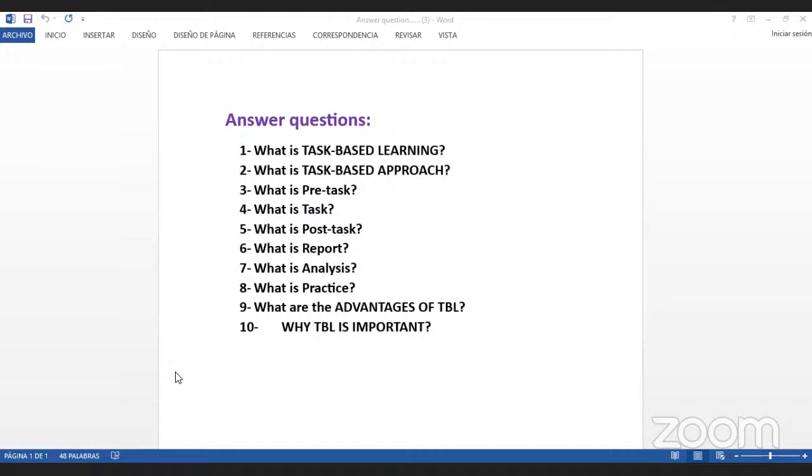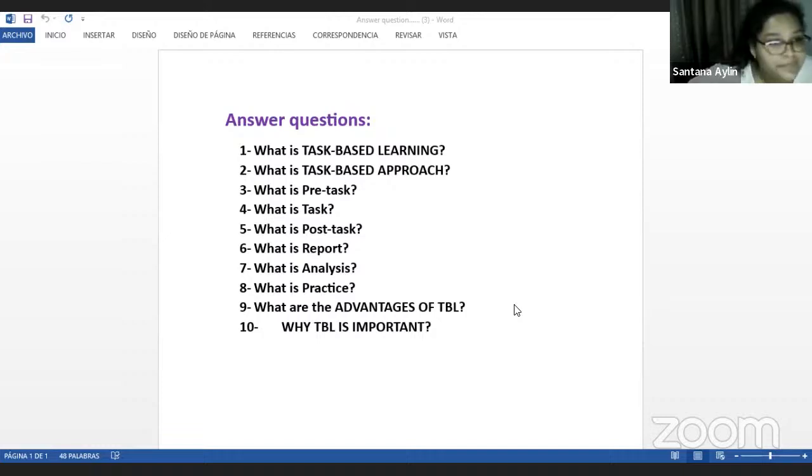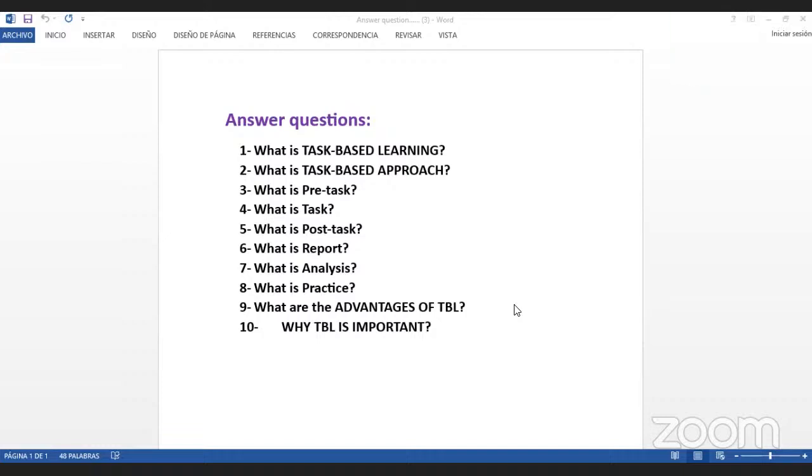Okay, teacher, I'm ready. The first question, what is task-based learning? Maybe I can say that it's an approach to language learning where students are given interactive tasks to complete. Task-based approach is a lesson where the teacher doesn't predetermine what grammar will be studied. Pre-task is when the teacher introduces the topic and gives the students clear instructions on what they will have to do and complete the task.